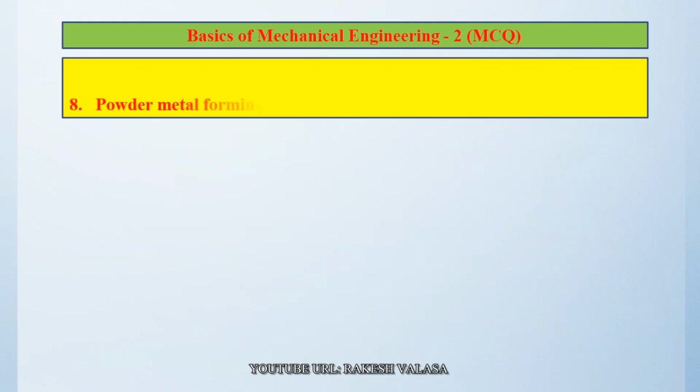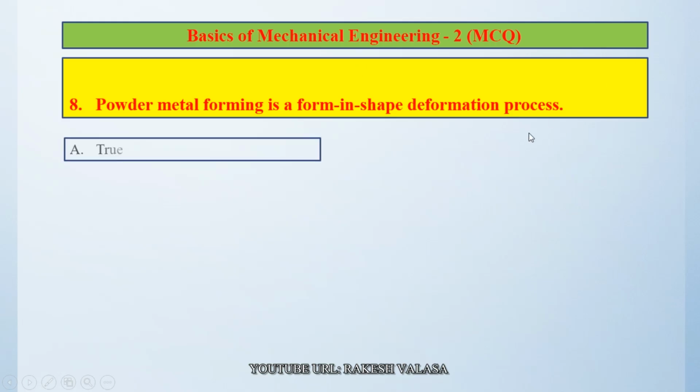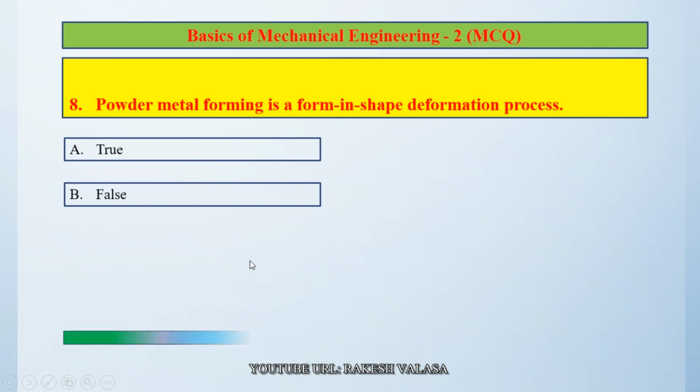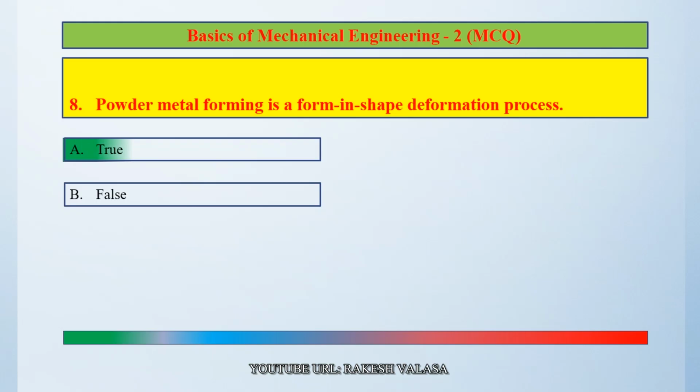Question number 8. Powder metal forming is a form in shape deformation process. Option A true, option B false. The correct answer is option A true. Let us see the explanation.